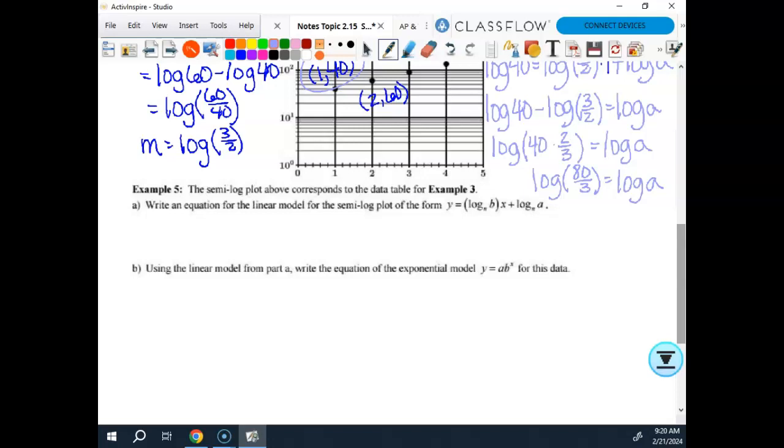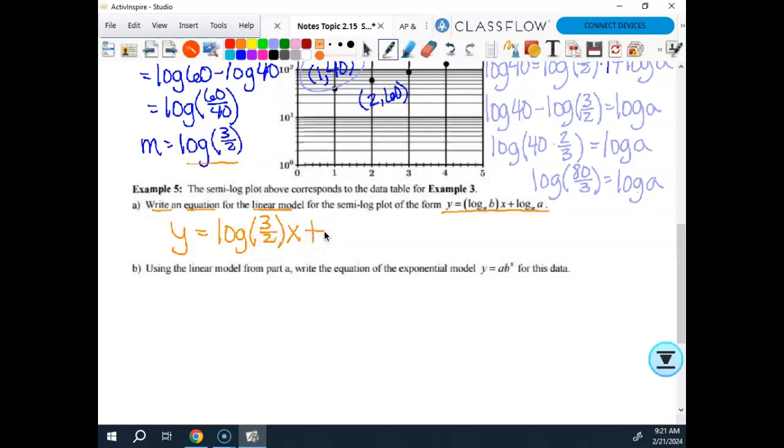Here's the other thing. They remind you multiple times, which is a very good thing, what the form is and what all your variables are, so you can keep everything straight. So what we have here is this. Y equals, because it says write an equation for the linear model in semi-log form right there. So it's y equals the slope, which we found right there, log of 3/2 times x, plus the log of a, which we found right here, that's the log of 80/3.